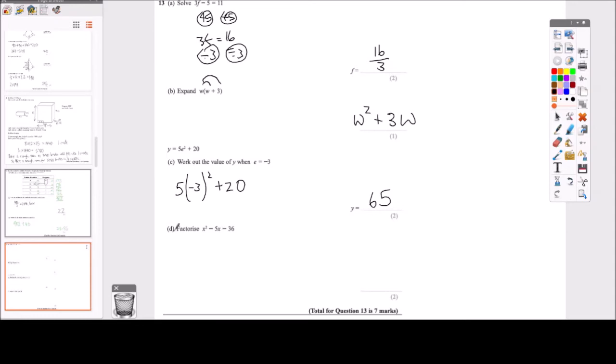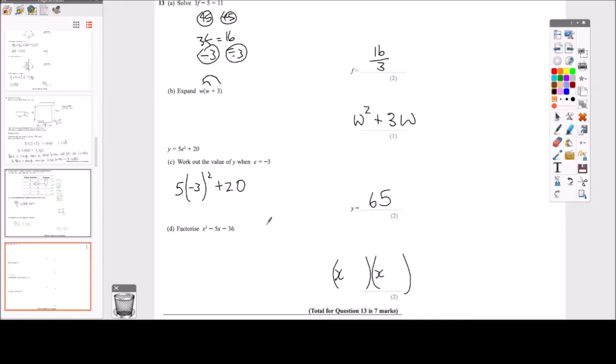Now for part D, when we're factorising a quadratic, so we've got some x squared, some x's and some normal numbers, we know our final answer is going to be a pair of brackets where the first term is x. Remember, factorising means putting the brackets back in. Now what about our two magic numbers?